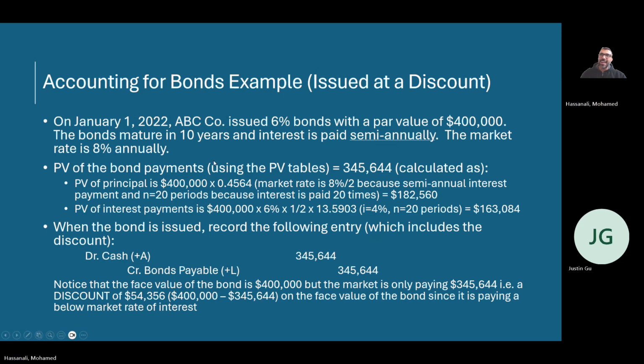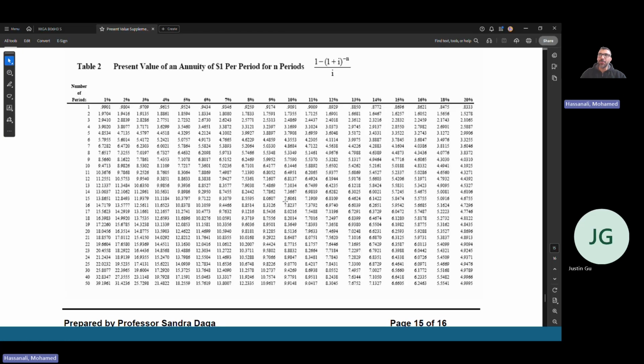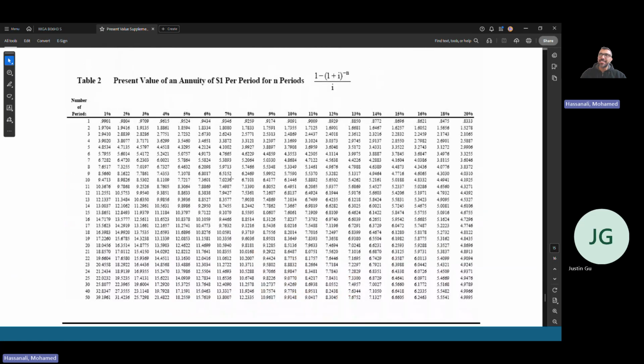So the two pieces of information you need to know when you're going to this table, which is the annuity table, is you need the number of periods you're making the interest payments. So we said 10 years paid twice a year is 20 payments. Okay, so my period is 20.